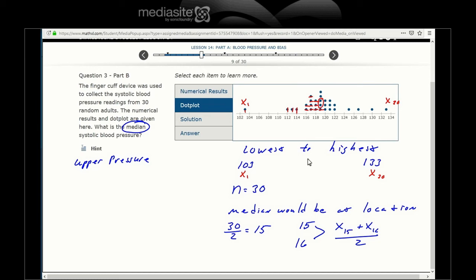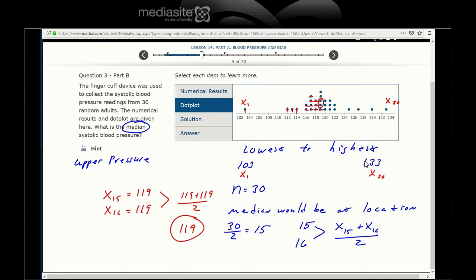So it looks like X15 is 119. X16, or the 16th value, is 119, because they're on the same column. So the average would be 119 plus 119 over 2, which is 119 inches of mercury, or whatever it's measured in on those devices.